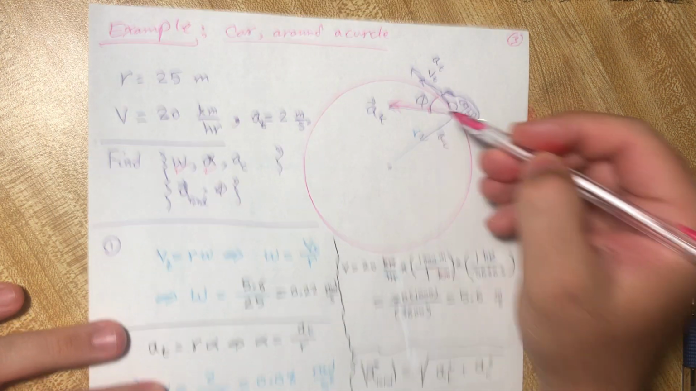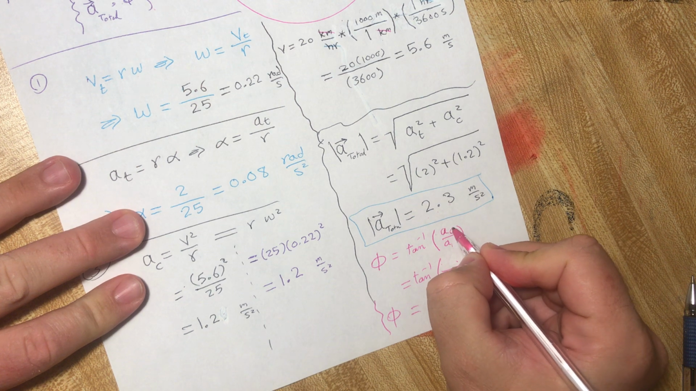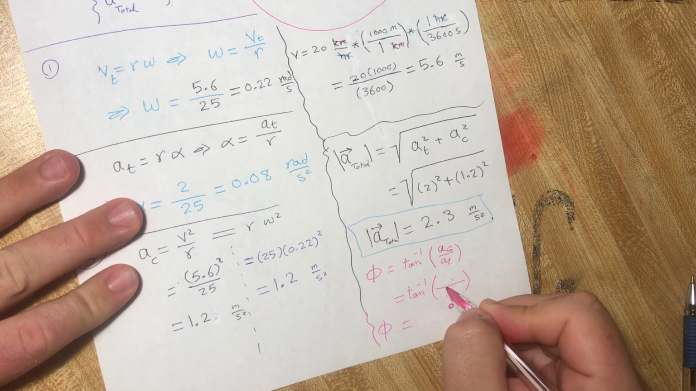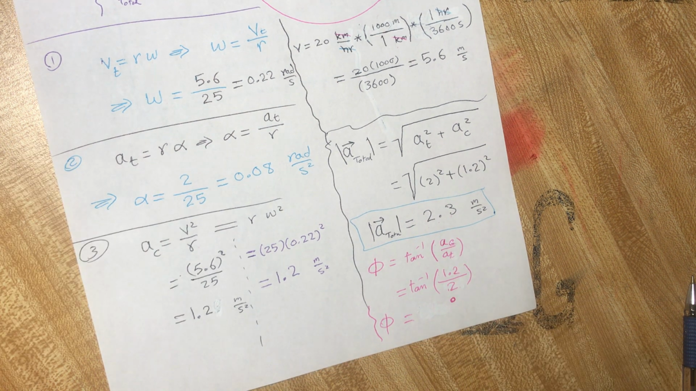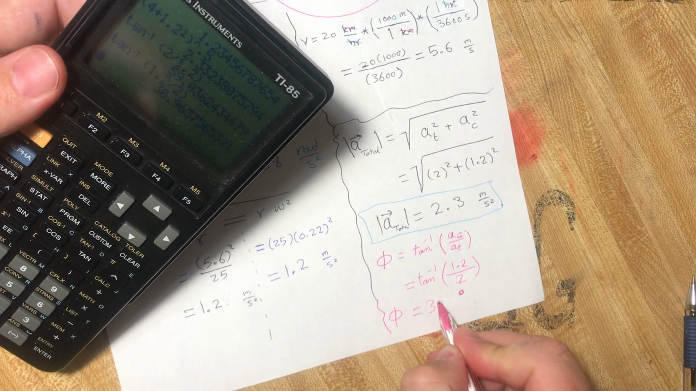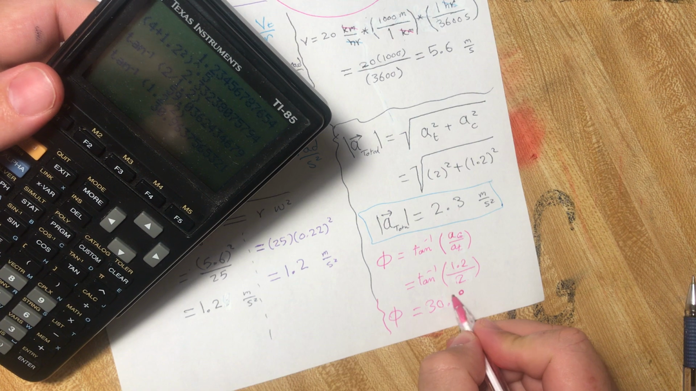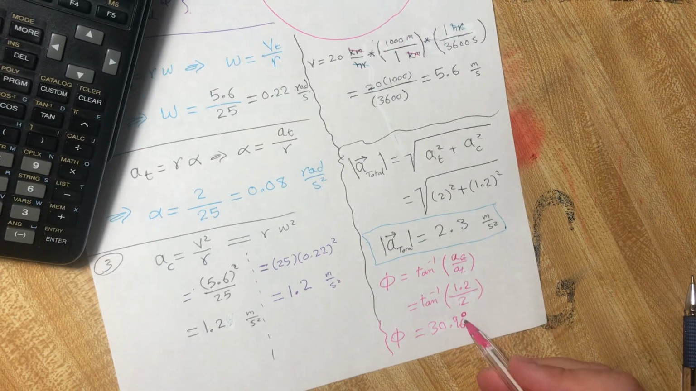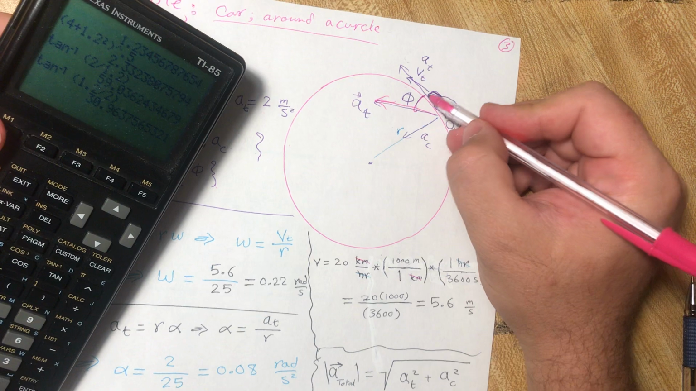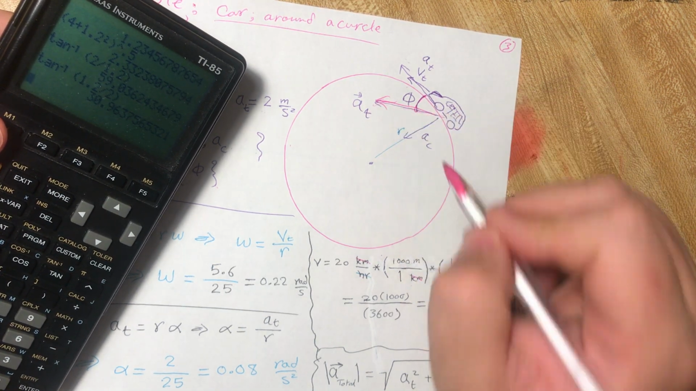We need to find phi. Phi is tan inverse of AC, as we said, over AT. AC is 1.2 over 2, which is equal to 30.96 degrees. It's okay. We find it in degrees. We don't need to find it in radians. We can convert it to radians, but we just need to know the direction of the total acceleration.